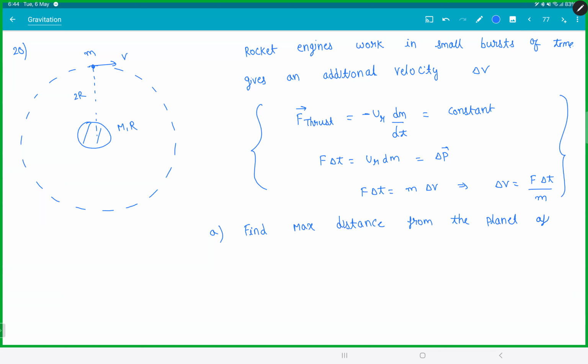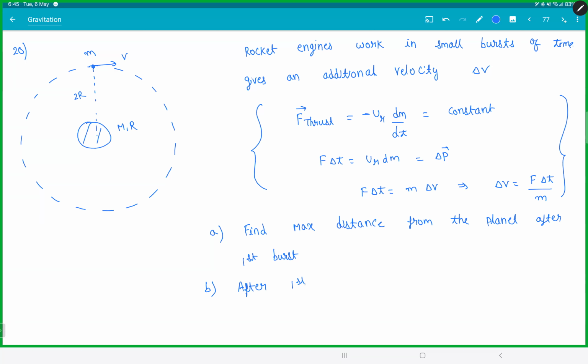After the first burst, after every burst, your speed becomes delta V more. So let's say the rocket started for a small time and you got a speed of extra delta V. Now you won't go in a circle anymore. I hope by now you're clear with that, right? If something is going in a circle and you mess up the speed, you won't go in a circle anymore. So that's the first thing. Second thing. After the first burst, wherever you started the engine, it doesn't matter, it starts going in an elliptical orbit.